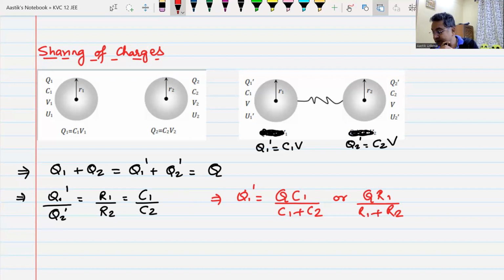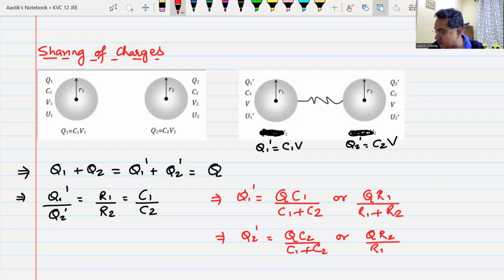Yes or no? Yes, sir. Similarly, you can write Q2 dash as total charge Q into C2 divided by C1 plus C2, or you can write it as total charge Q into R2 divided by R1 plus R2.